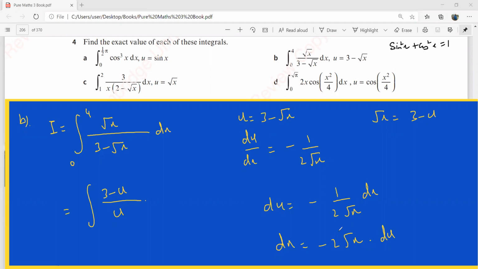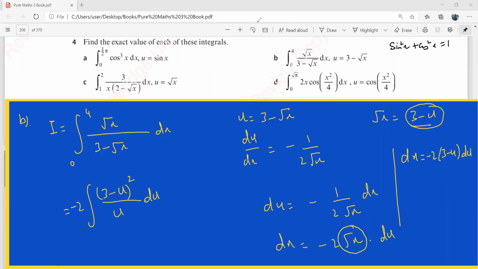So I can change this under root x with this 3 minus u here. So my dx is going to be minus 2 into 3 minus u du. I just changed this under root x with this 3 minus u. So I'll be writing this minus 2 over here. And you see this 3 minus u into 3 minus u will make it a square here. And then you have this du.